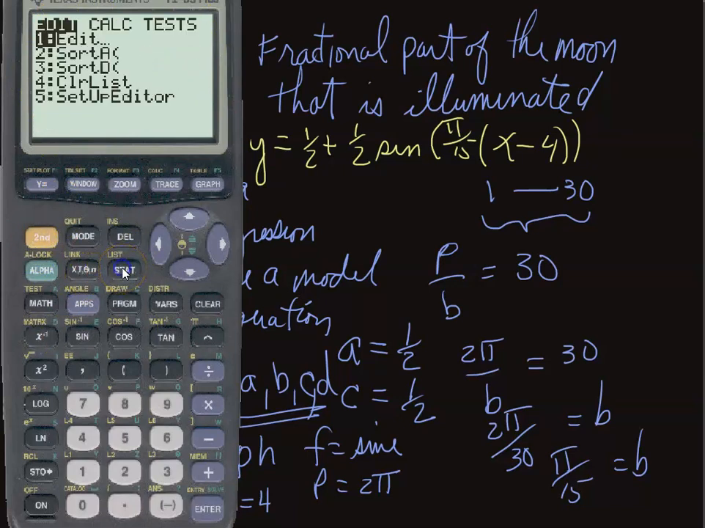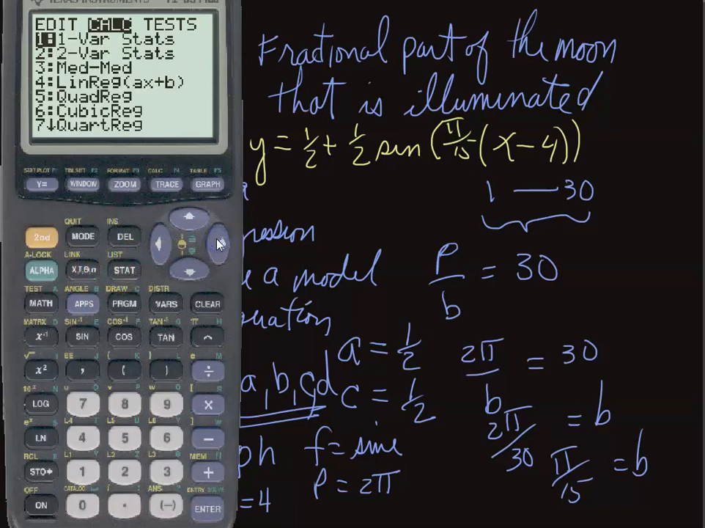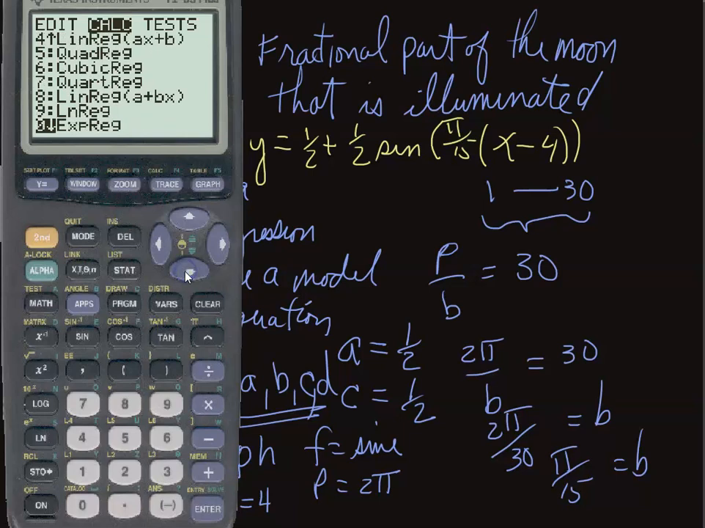If you press Stat, right arrow to Calc, go down to these first: median, median, linear regression, quadratic regression, cubic regression, quartic, that's degree 4. Another linear regression, the statisticians' a plus bx instead of ax plus b. Natural log regression, exponential regression, power regression, which is really x to some power. Logistic, which is what the coronavirus is doing for us, and the sine regression.